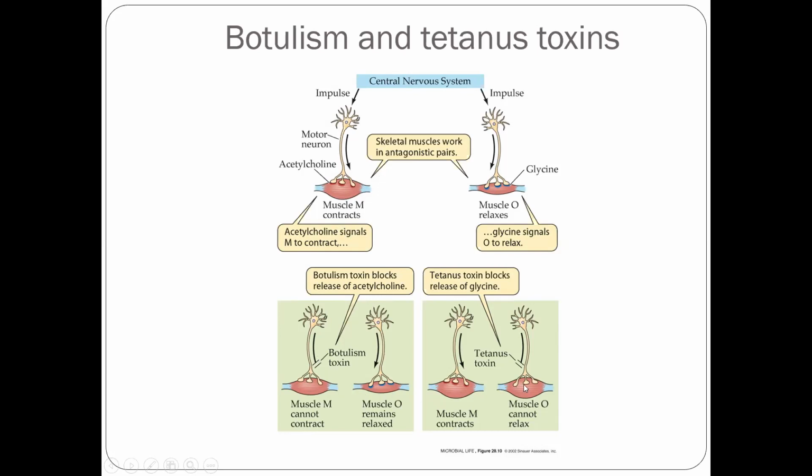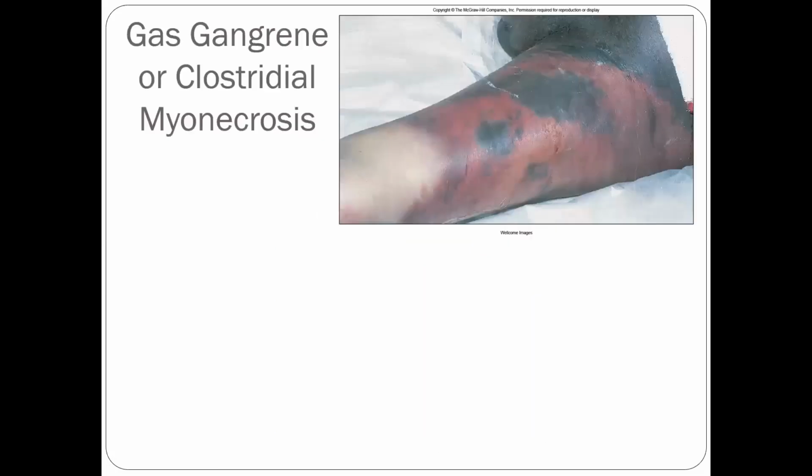And for lockjaw, tetanus blocks glycine. Glycine is responsible for muscle relaxing. So you block the relaxing signal, and there's no way to relax. The muscle is always tough. That's why you have lockjaw and stiffness. Okay, so this picture shows you the opposite mechanisms of botulism and tetanus toxin.